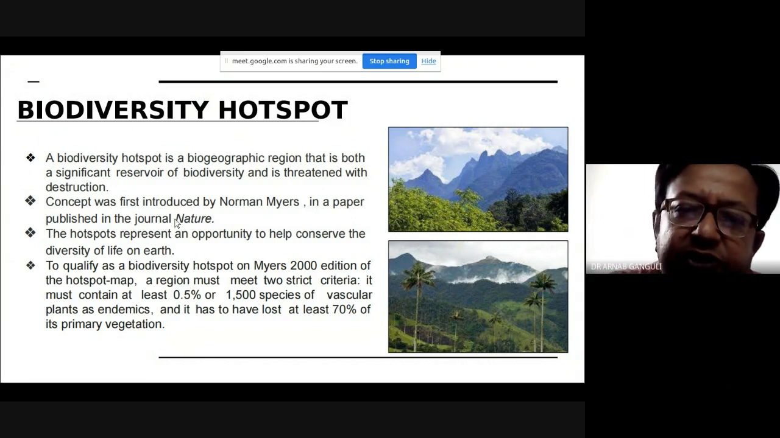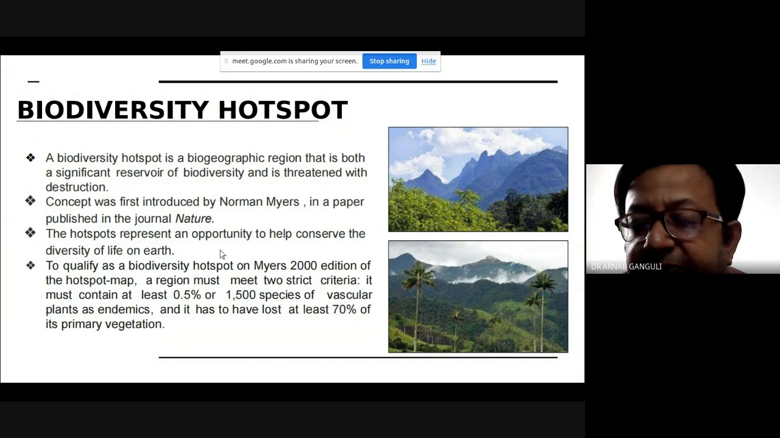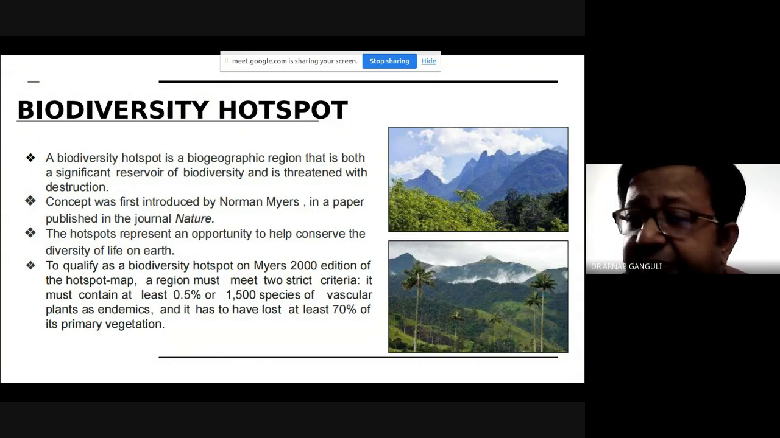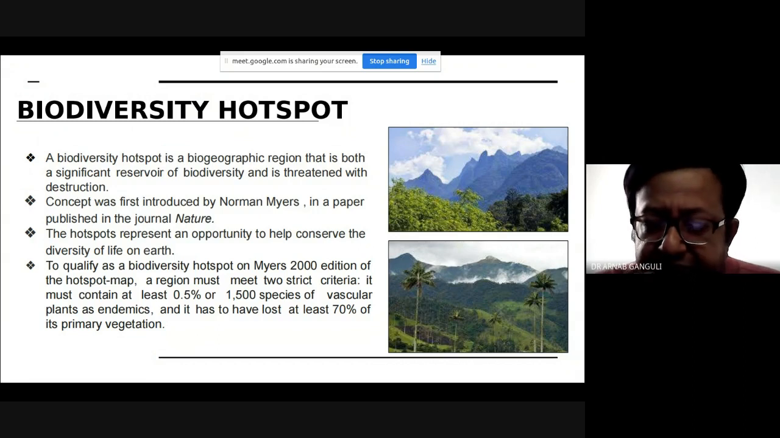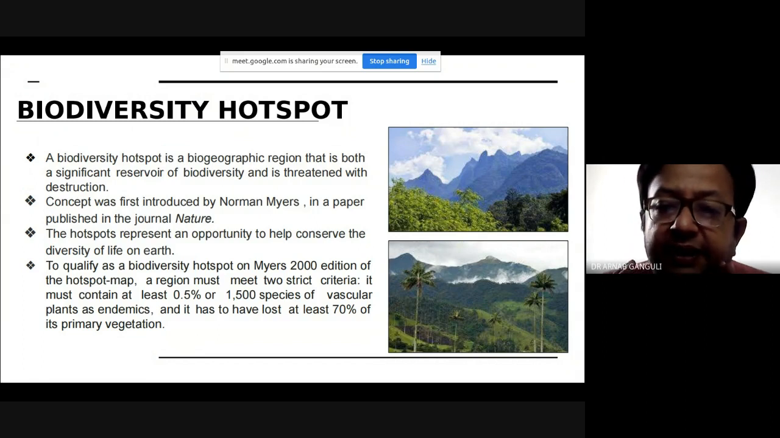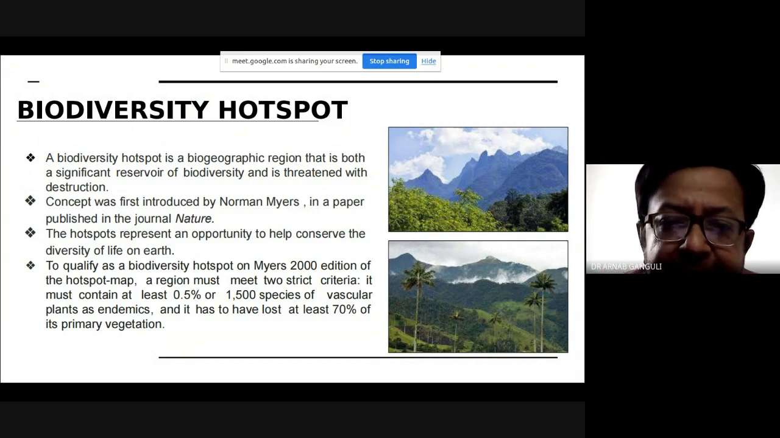This concept was introduced by Norman Myers, and the hotspots represent an opportunity to help conserve the diversity of life on Earth. For example, the Amazonian rainforest in Brazil is a biodiversity hotspot. This forest produces a huge number of diverse animals. So they have marked certain regions where these have to be conserved. You cannot destroy them. People will come here and see the different types of species over there.